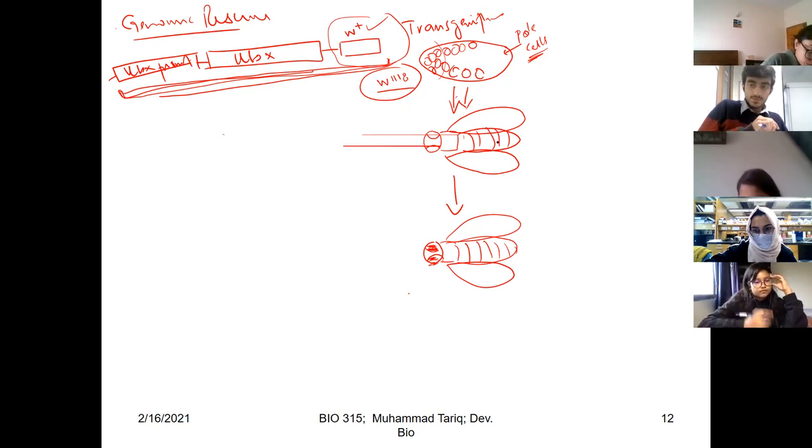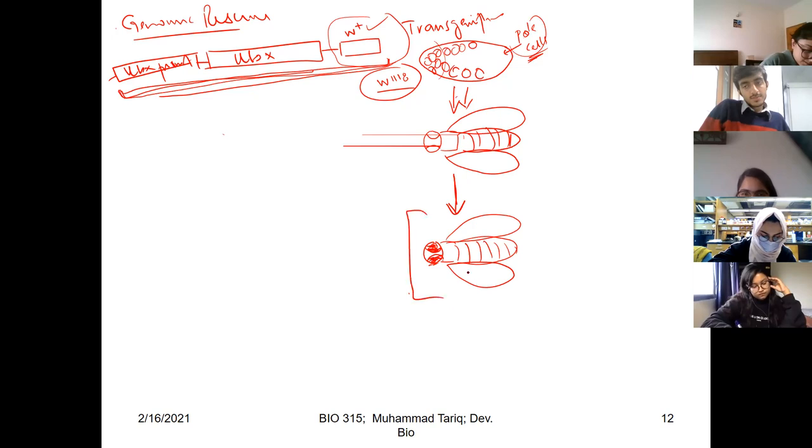Now, if this fly was transgenic, when its pole cells were injected, when it lays eggs or produces sperms, the progeny will be red eyes. This is a very important concept. Now, this was a concept to make transgenic flies. We were doing this experiment to do genomic rescue. We will cross this fly with our mutant.